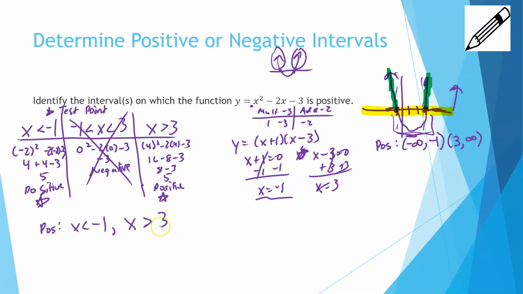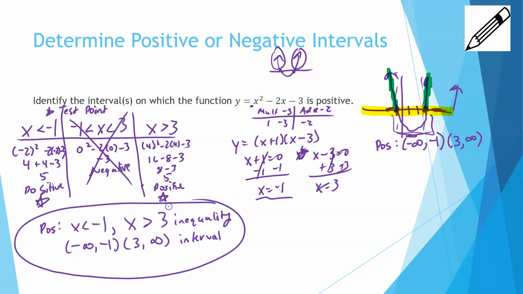Now again, this is inequality notation. X less than -1 is the same as -infinity to -1. X greater than 3 is the same as 3 to infinity. Again, this is inequality notation. This is interval notation. So just be careful when Pearson asks for it to put it in the right form. And again, you could get either form from the graph as well. So those are 2 different strategies to accomplish the same goal.